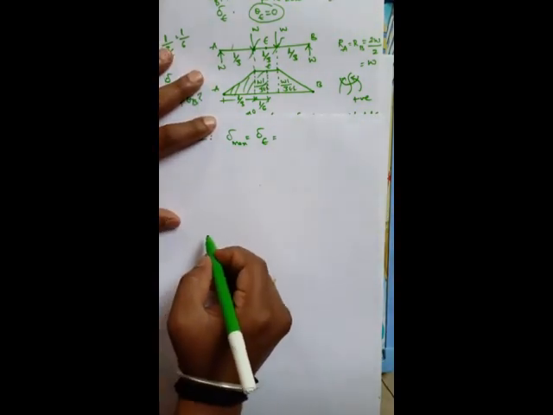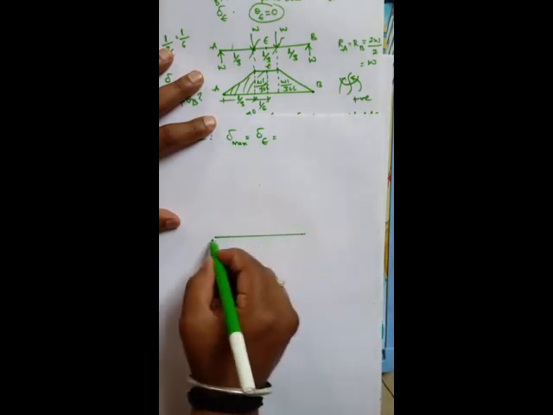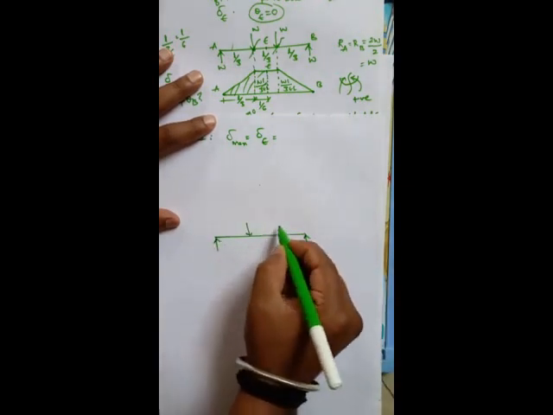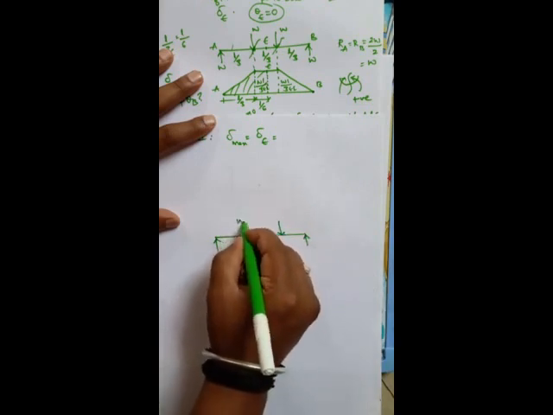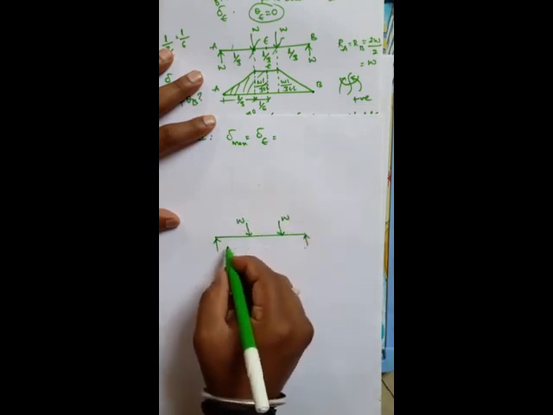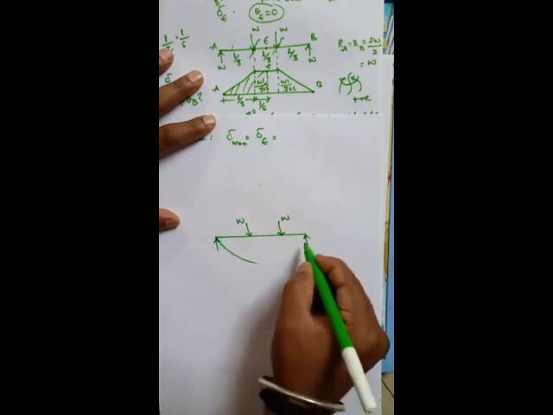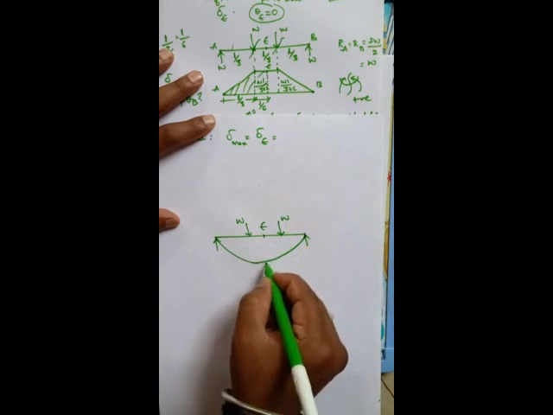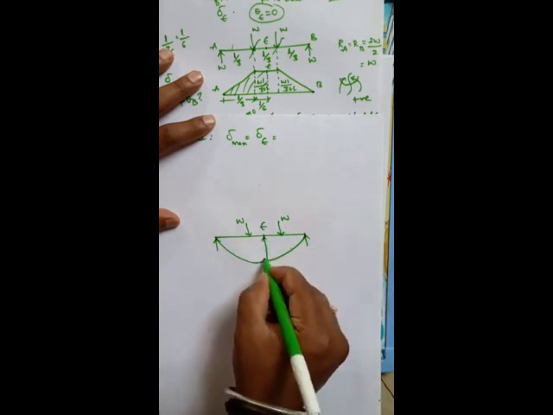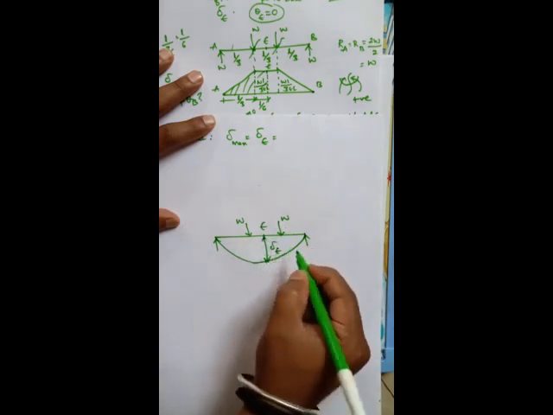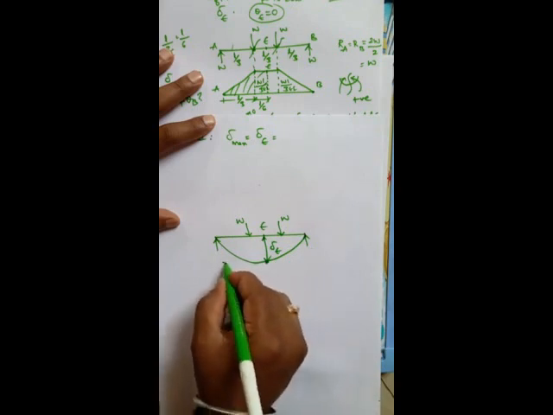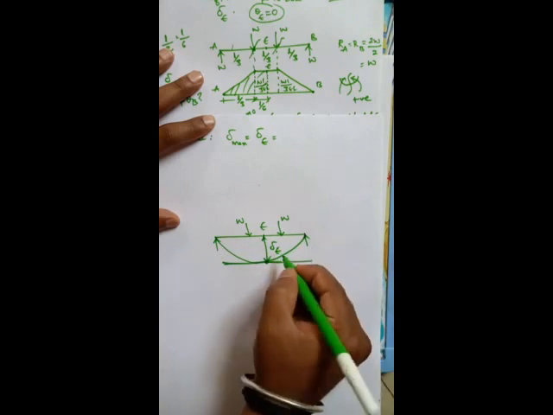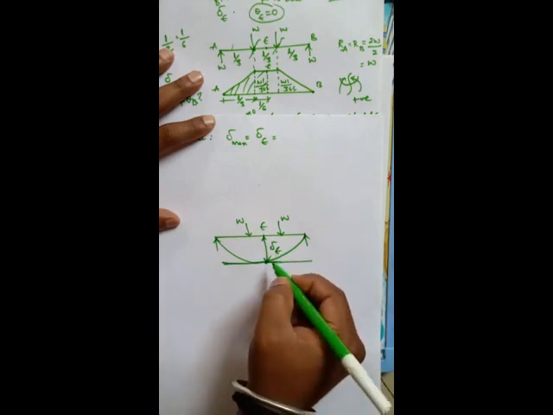So again, let me draw the figure here first, just to explain. Simply supported beam. These are the loadings. So the deflection will be something like this, the elastic curve. Point E is here. This is the maximum deflection. So what you need to find? Here if we draw a tangent, this will be parallel to this. Correct, this is delta E what we need to find.